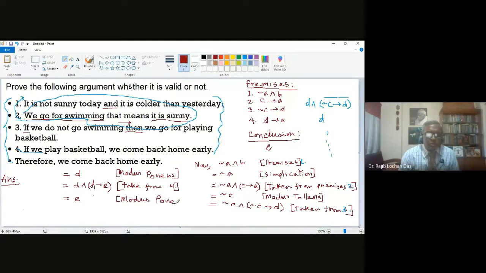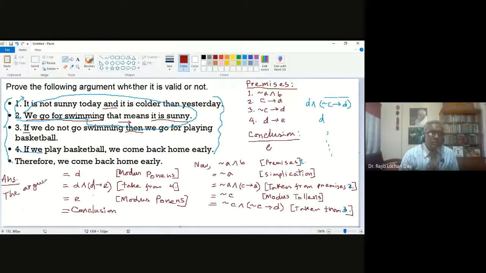We do understand this modus ponens again. So E is coming. E is the conclusion. This is the thing you are looking for. So we started from the premises and serially we are using some rules and then coming to the conclusion, and that is the conclusion given in the argument. So we can say the argument given is valid.